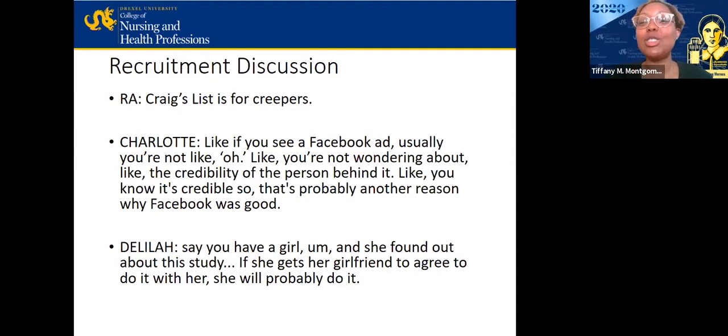The people in this age group are not going to Craigslist to look for anything because they think the folks on there are old, strange men. And so they stay away from it.